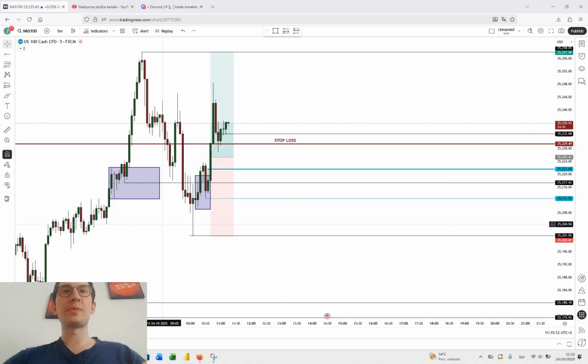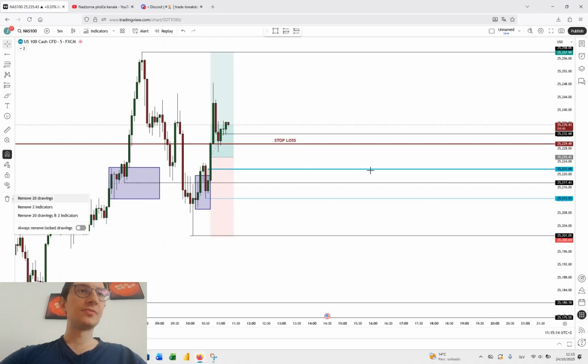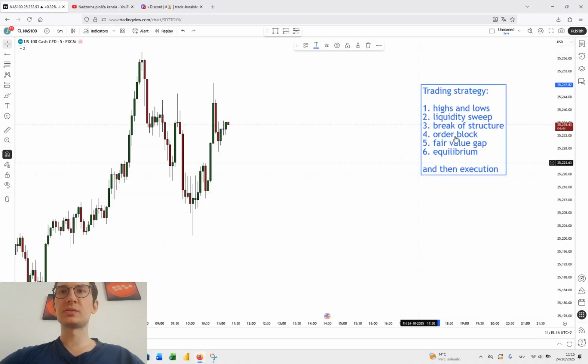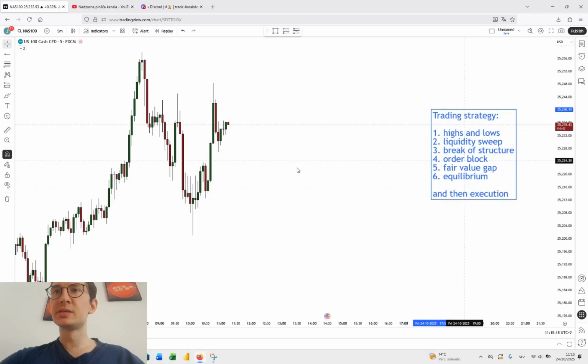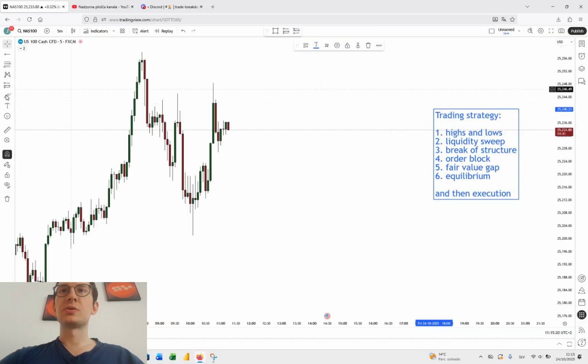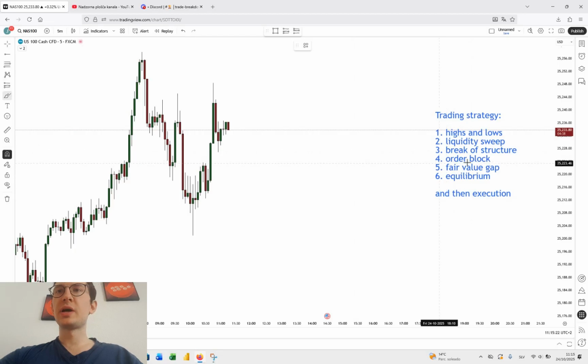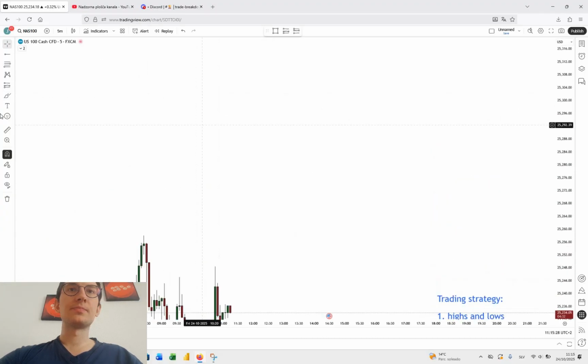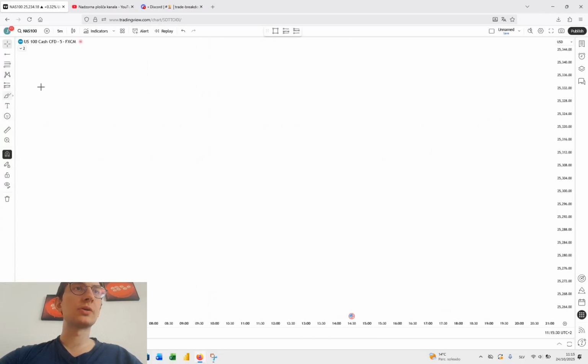Today we are gonna talk about order blocks, okay? But first let me remove all of this and let me copy paste this. Okay, so today we are talking about order blocks. So let's go straight into the topic. So what are order blocks?